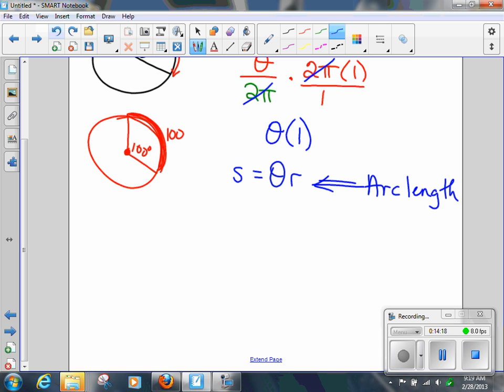Now, I do not know why they call arc length S. Some random person assigned arc length some random letter, and I do not know why they chose S. But what it is saying is that the arc length is equal to, don't put anything on your card until we get done. Arc length is theta times r. What does theta represent? The angle, okay? The angle, this is the important part, in radians.